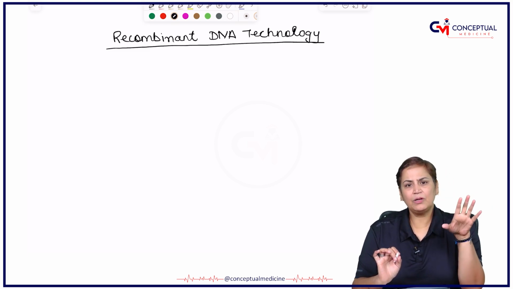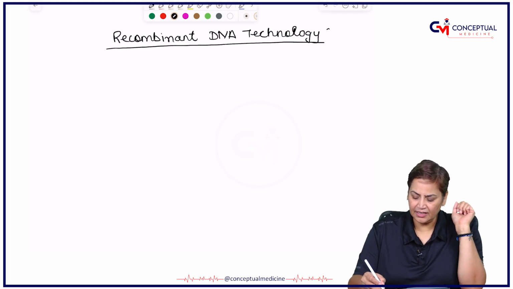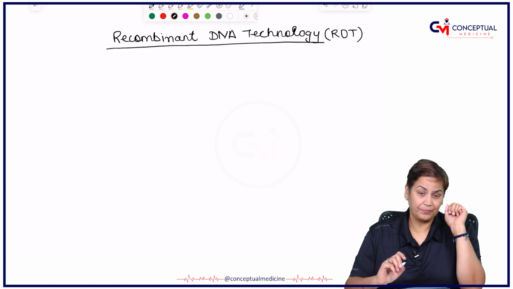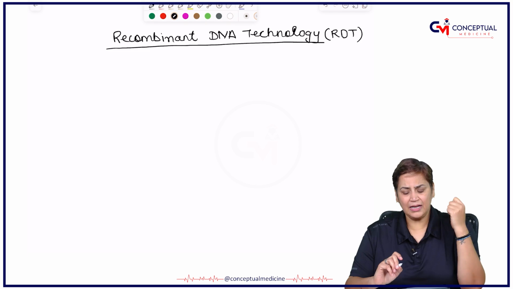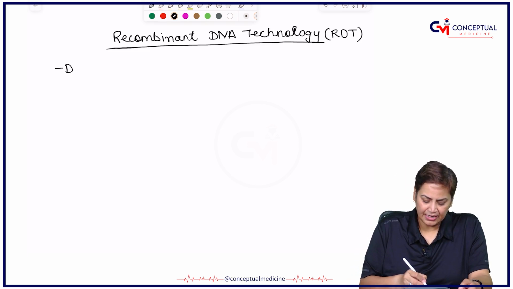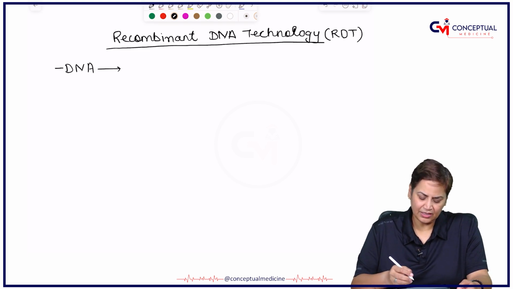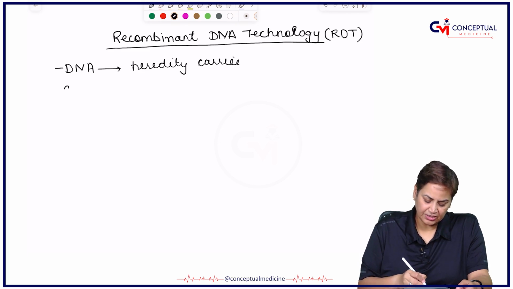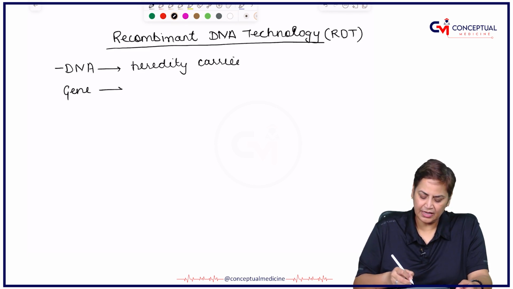Okay, so the simple answer is, this RDT plays a very important role in the eradication of so many diseases. Simple example I will tell you. We will start from the basics. What is DNA? We know that DNA, which stands for deoxyribonucleic acid, is the hereditary carrier. What is a gene? A gene is the smallest segment of DNA.